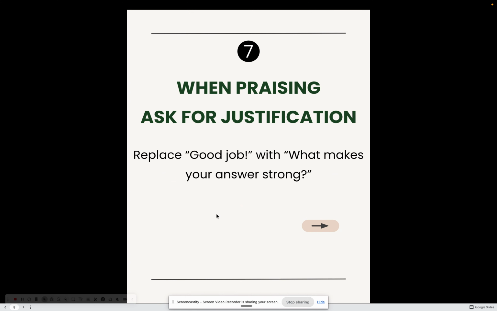Here's how you can replace your phrase. Rather than just saying, good job, we might say something like, what makes your answer strong? We're still praising the student. Your answer is strong, but what do you think it is that makes it strong, right? And so again, we're allowing our students to really think through, focus on that justification as they're working through making their answer even stronger.